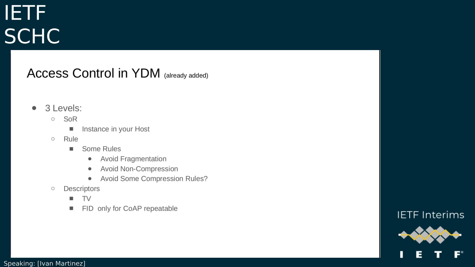If we go deeper, we can have access control to some descriptors like the target value, the field ID, and the field ID only for CoAP repeatable fields like the URI-Path. So the main question right now is, we believe that we need to have this granularity, going into the field ID for CoAP repeatable fields, because if not, there will be some attacks that can be done. We also have the idea that it should be more general. That would be the ideal, as some people discussed on the mailing list, but we do not know how to do it with, for example, these repeatable fields like the URI-Path. So the question is open.